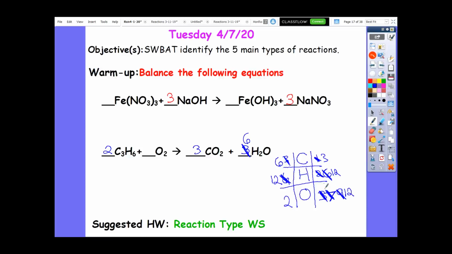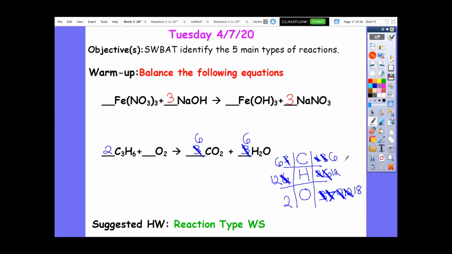Well, I just broke another balanced atom, so I'm not going to go back to my oxygen. I'm going to focus on fixing my carbon. I had an equal number, 3 and 3, but then I doubled this coefficient. So if I want to fix this coefficient, I double it. So 6 times 1 gives me 6. Now that also changes my oxygen. So 6 times 2 gives me 12 plus 6 times 1, so 12 plus 6 gives me 18 oxygens total.